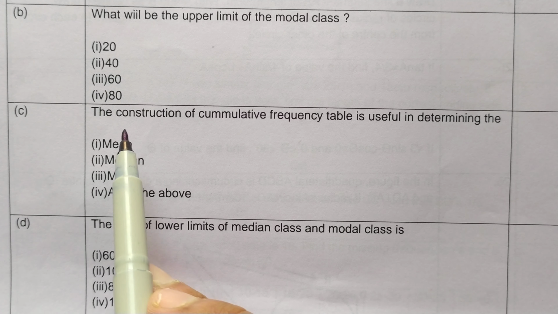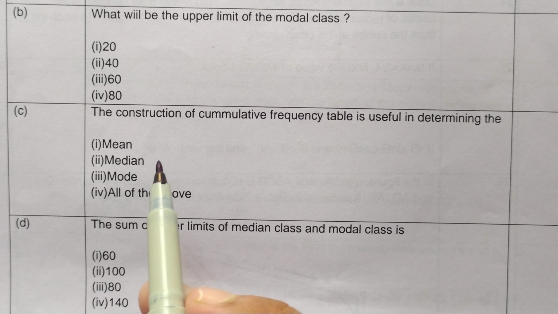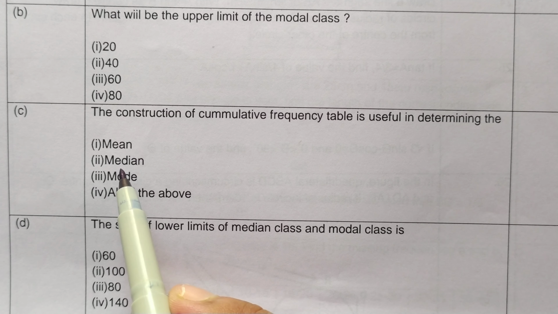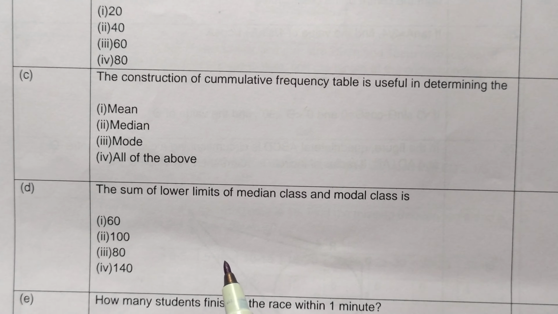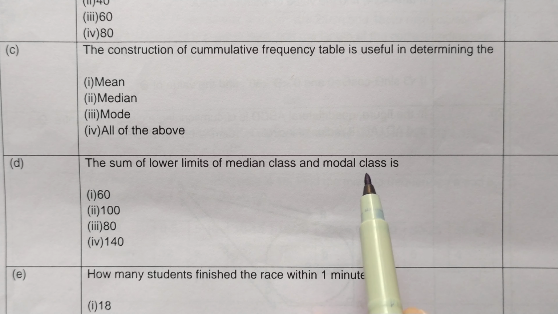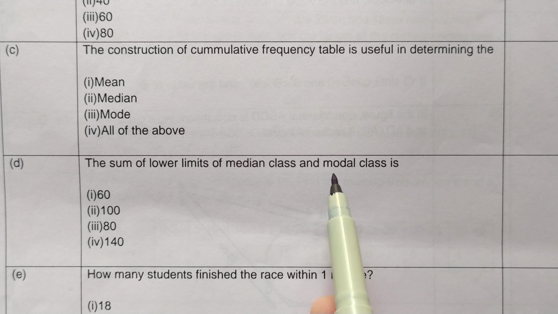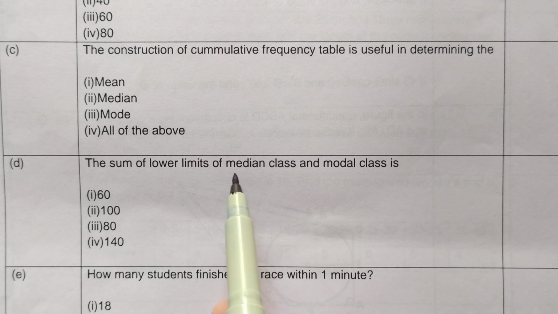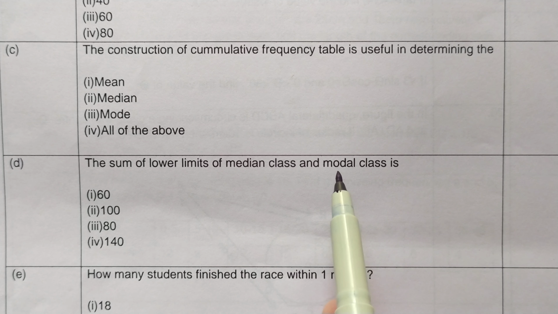So the next question is, the construction of a cumulative frequency table is useful in determining the median. Always remember, when we have to find the median, we will first find the cumulative frequency, CF. Next, part D is the sum of lower limits of the median class and modal class. So here we have to find the median class also and the modal class also. We found the modal class just now. 40 to 60 is the modal class. Now we will find the median class also, and then we will add their lower limits. The modal class lower limit is 40.